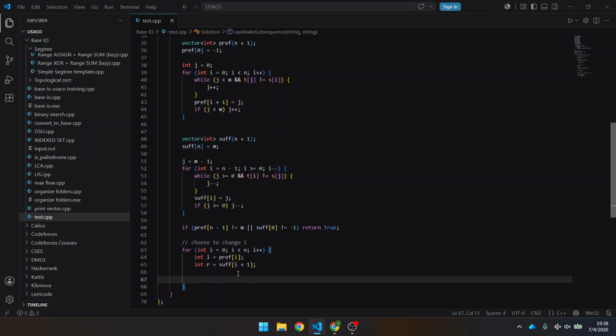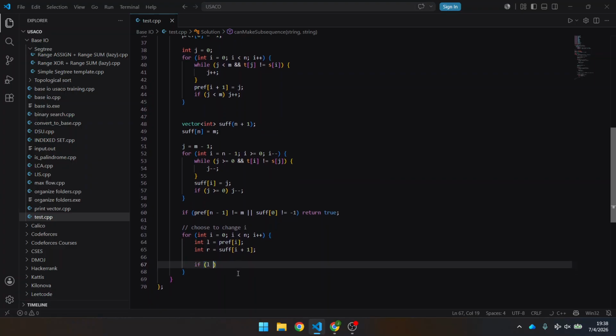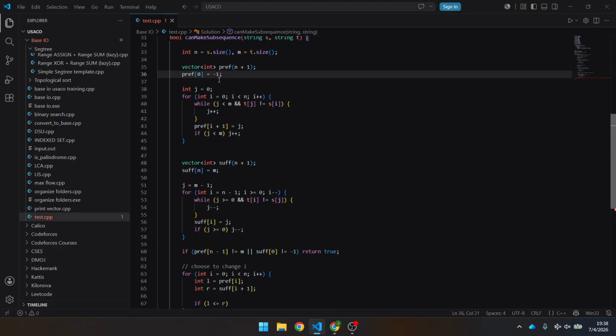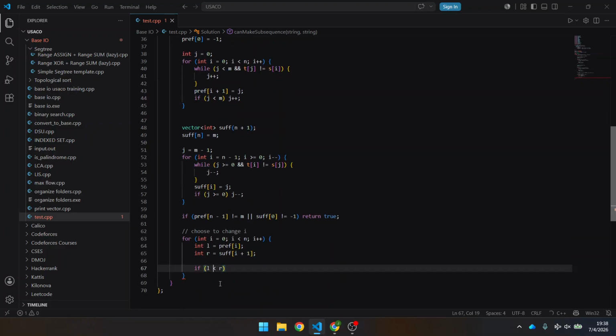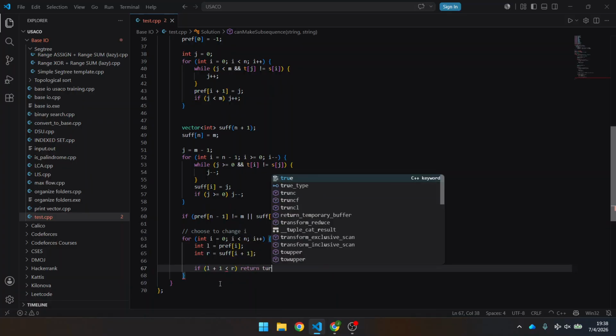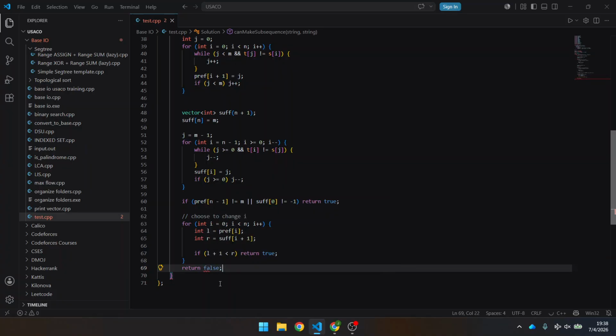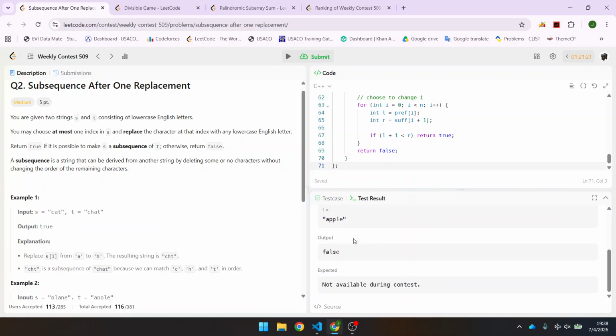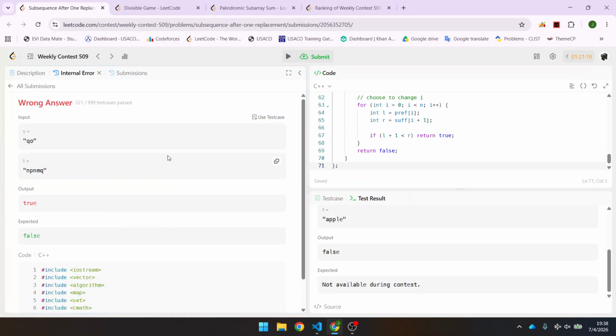And if T contains this integer, if L is less than or equal to R, if L plus 1 is less than R, return true, return false. True, false. Dang it. Is it this one? Yeah, it's probably this one, right?